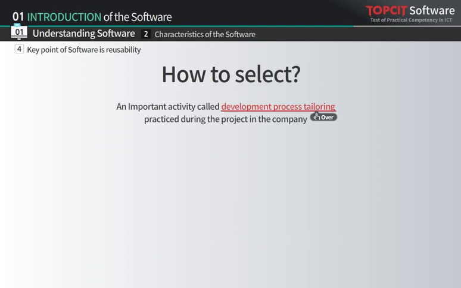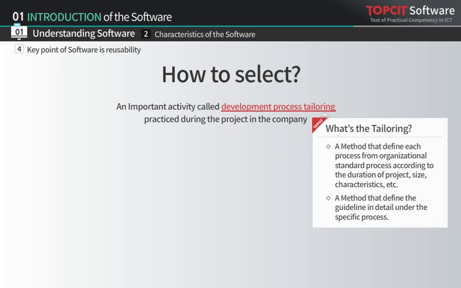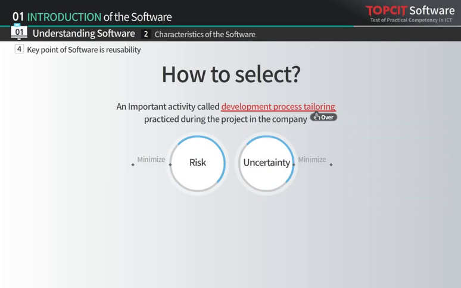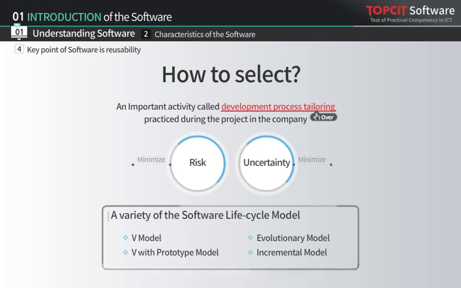Selecting a lifecycle is an important activity for development process tailoring during a project in a company. The selection of lifecycle models is implemented with an understanding of the risk and uncertainty in system development. The selected model among various lifecycle models can minimize risk or uncertainty in the project. There are the V model, V with prototype model, evolutionary model, and incremental model as some typical examples of lifecycle.